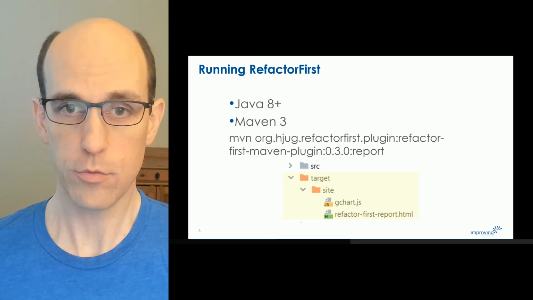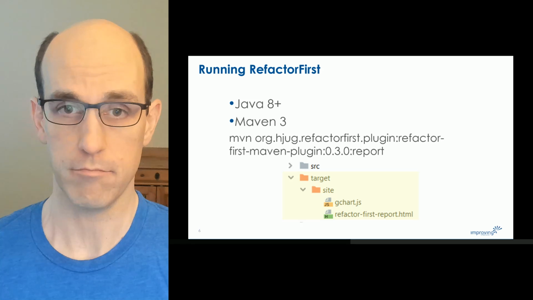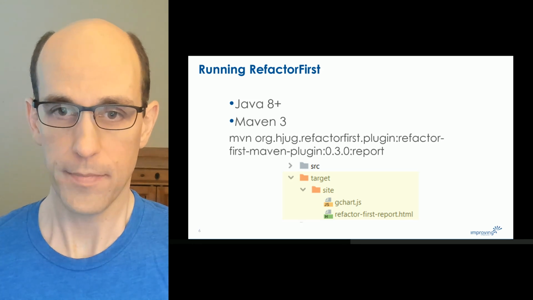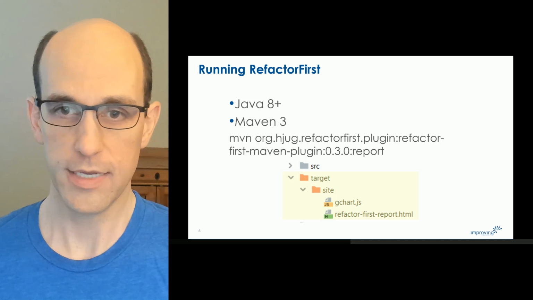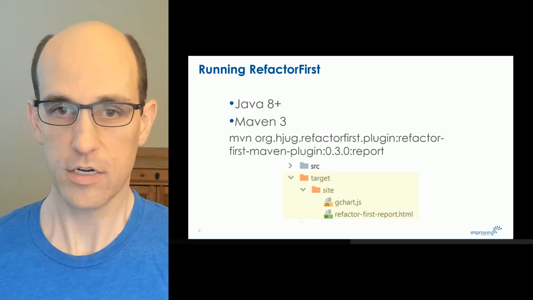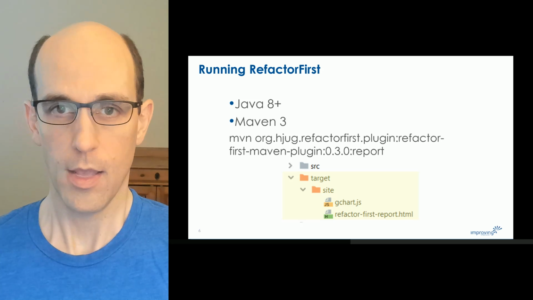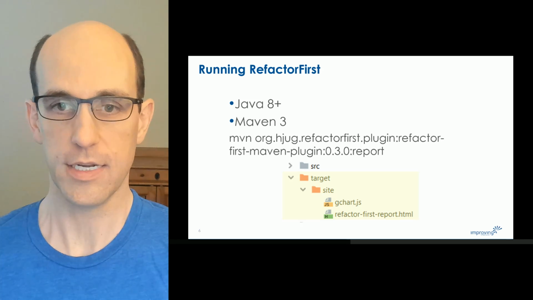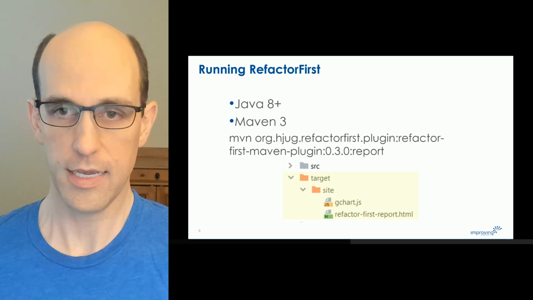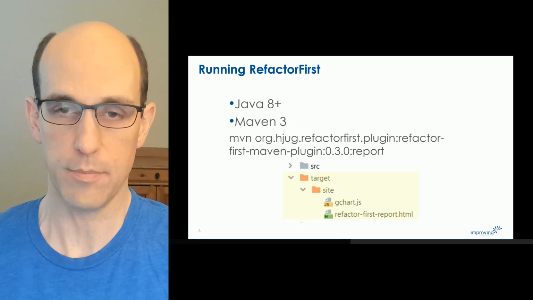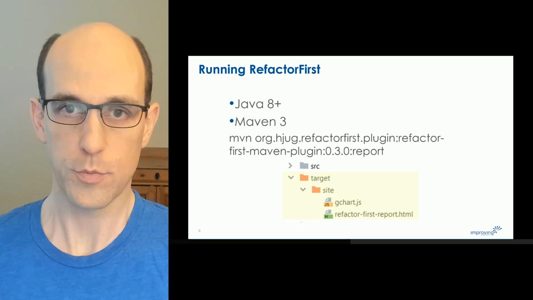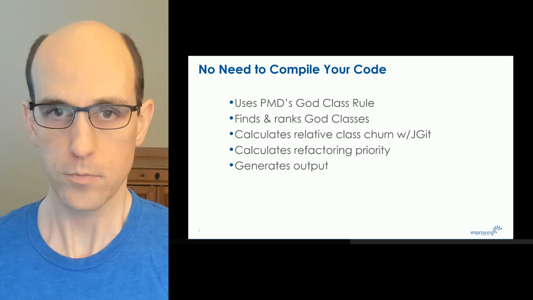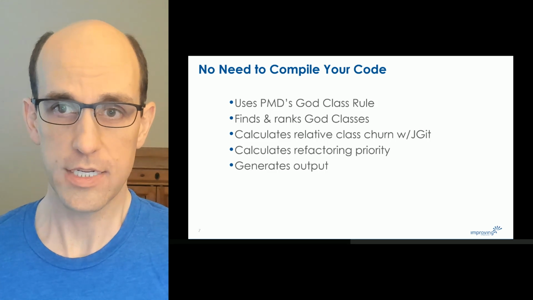So what do you need to run it? You need Java 8 and Maven 3, and that's really it. So you can run this Maven goal, org.hjug.refactorfirst.plugin:refactor-first-maven-plugin:0.3.0:report, and then it will generate the RefactorFirst report, as you see here, and a gchart.js, which contains the Google chart that's generated by the tool. So open up refactor-first-report.html, and it will generate the graph and the table for you that you saw earlier. And the great thing is there's no need to compile your code.